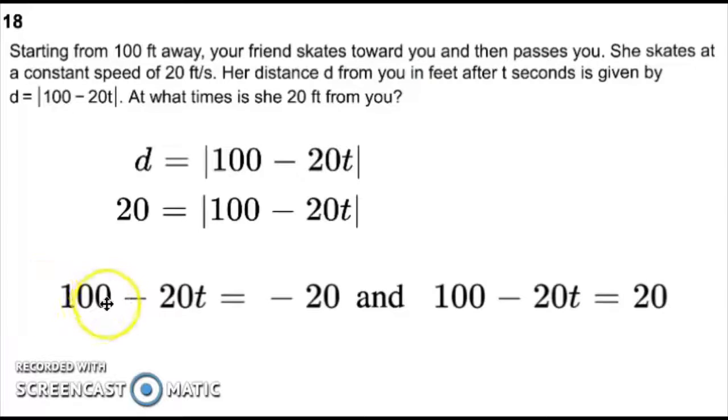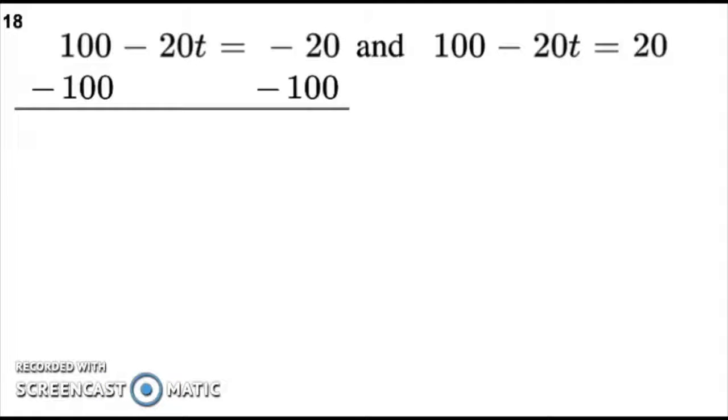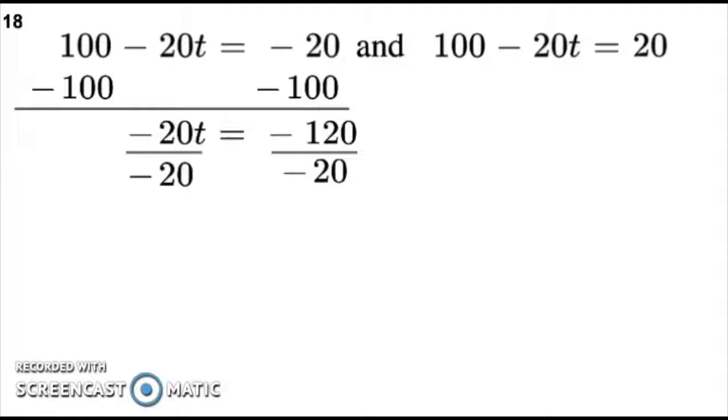Write it as 100 minus 20t is equal to -20, and 100 minus 20t is 20, because the two numbers that have an absolute value of 20 are 20 and -20. So now let's solve them. Subtract 100 from both sides, and we'll have -20t equals -120. Divide both sides by -20, we'll have t equals 6.